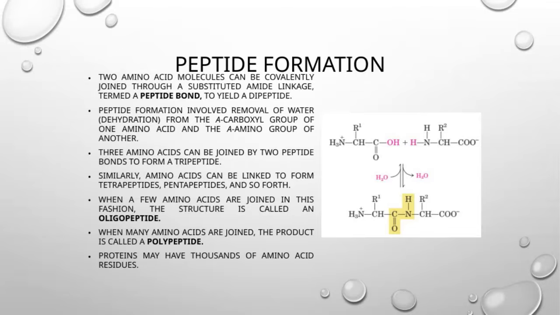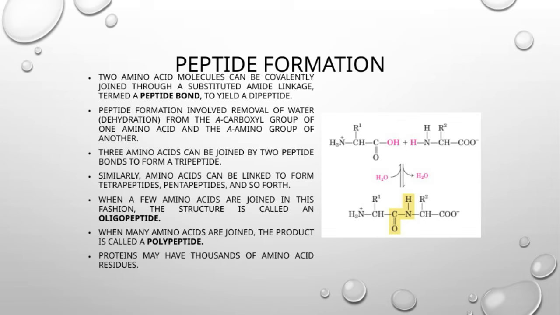Now, let's take a closer look at peptide formation. When two amino acid molecules join together, they form a covalent bond called a peptide bond, which is a type of substituted amide linkage. This process creates a dipeptide. The key here is that forming this bond involves removing a molecule of water, a process known as dehydration, specifically from the carboxyl group of one amino acid and the amino group of the other.